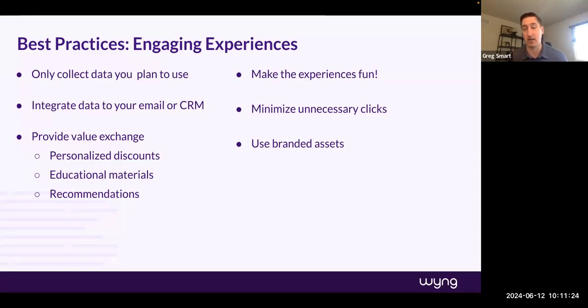Minimize unnecessary clicks. Specifically on the quiz side, you don't want to overload people with too many questions. We see on quizzes anywhere from 5 to 10 is really that sweet spot when it comes to running a quiz. Alternatively, for things like countdown calendars, you don't want to have too many options for a user to click on. So for countdown calendars, we really see probably that 12 to 24 sweet spot in terms of tiles.